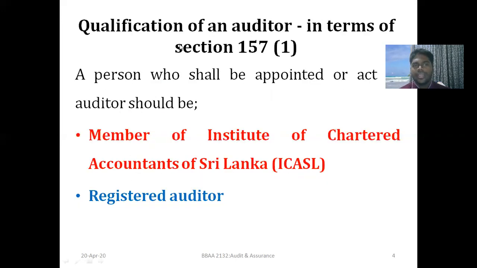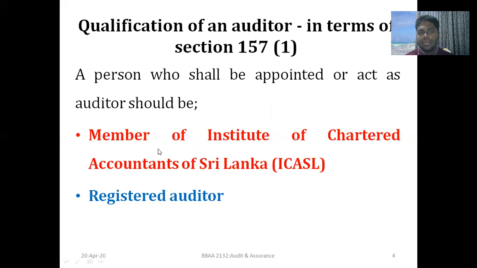When we talk about qualification, the Company Act clearly says the person appointed to act as auditor should first be a member of the Institute of Chartered Accountants of Sri Lanka, CA Sri Lanka. The person should be a member of CA Sri Lanka. The other requirement is to be a registered auditor. Please keep in mind that this is very important. If you want to function or practice as an auditor in Sri Lanka for public companies, PLC, quoted or listed companies, what qualification should you have? You should be a member of CA Sri Lanka. Once you complete CA Sri Lanka, then you have to show some work experience.